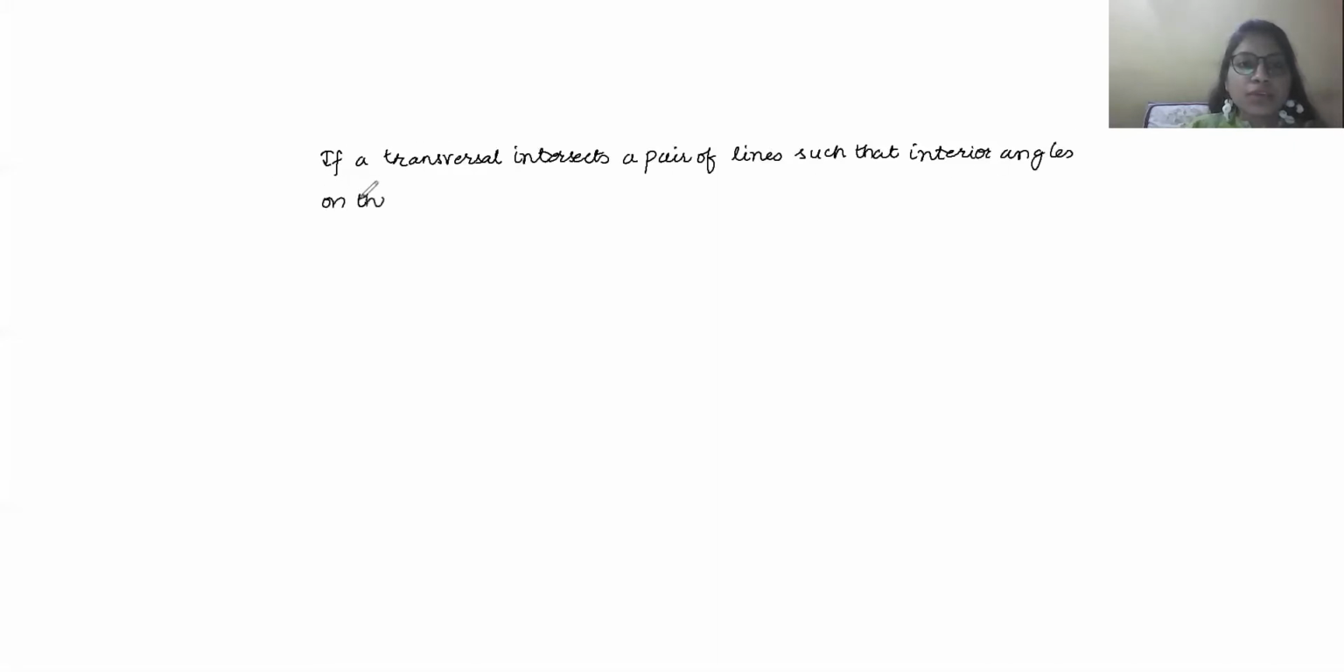So the result says: if a transversal intersects a pair of lines such that interior angles on the same side of the transversal are supplementary, then the two lines are parallel.